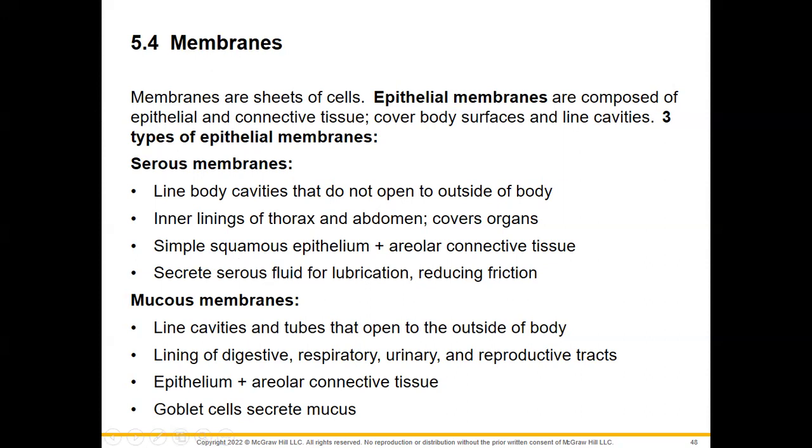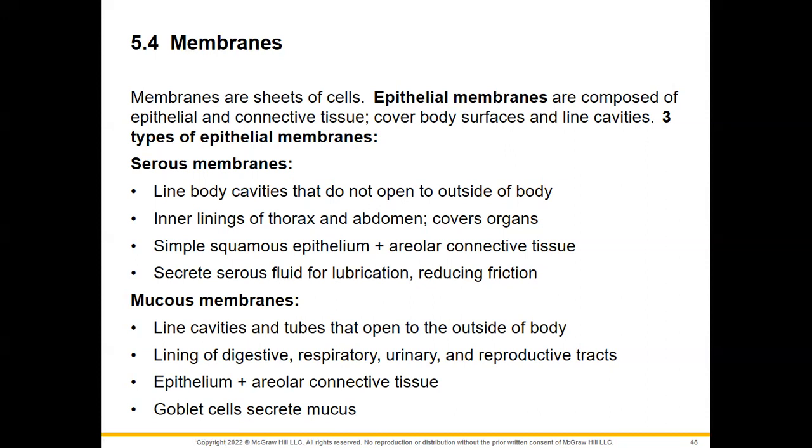Mucous membranes also line body cavities, but these are going to line the cavities and tubes that actually open to the outside. So your nose, your mouth, those are going to have membranes that are mucous membranes. Mucous membranes are going to secrete mucus instead of a watery fluid. So mucus is thicker, it's more viscous.